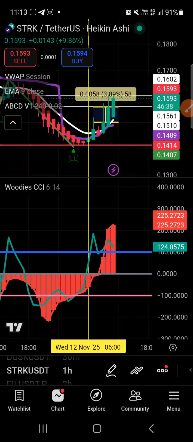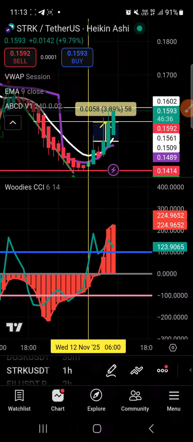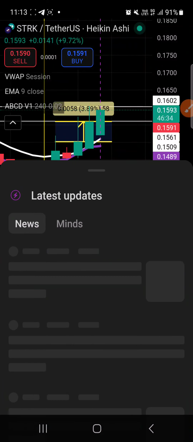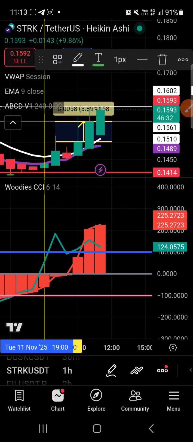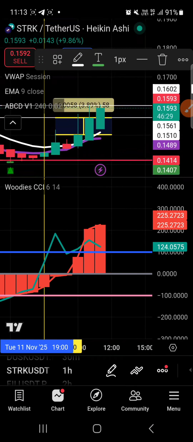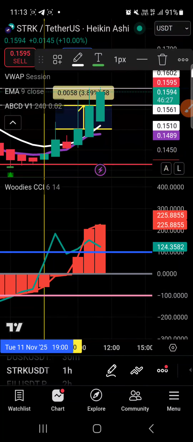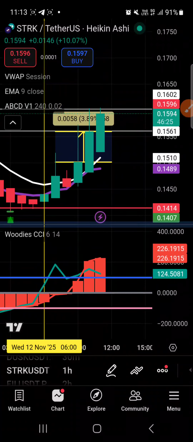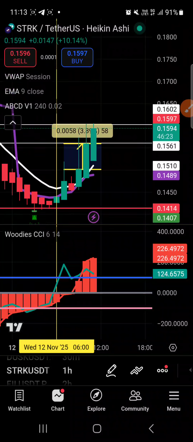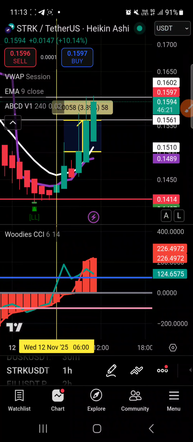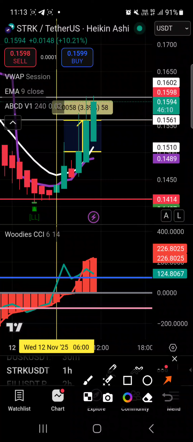So guys, as you can see here, I have different indicators that I combine together. If you combine these indicators to make a good entry, 90% of your trades will win. So I will start here with this one called the CCI.